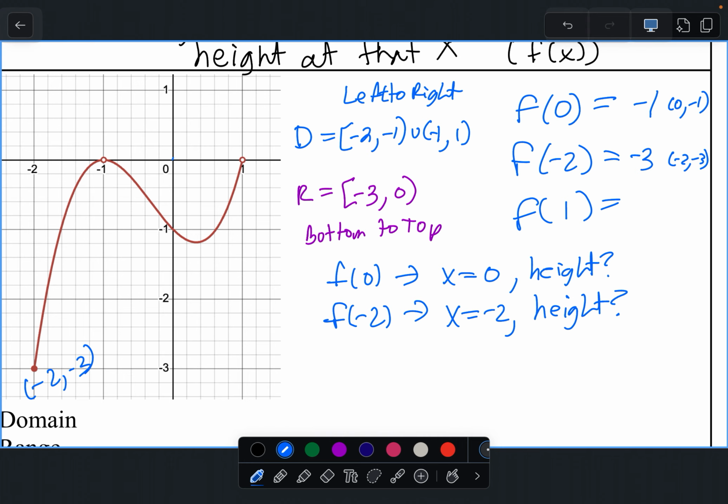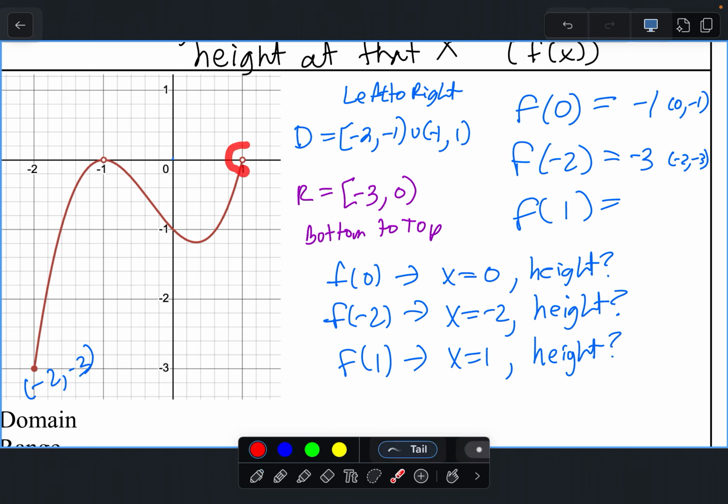And finally, let's take a look at f of 1. f of 1 says, if x is 1, what is the height? Well, if you take a look, when x is 1, do we have a height that we're allowed to stand on? No, that open circle tells us that we don't have a height at that particular point. So you just say there's no solution. It isn't a point on the graph.